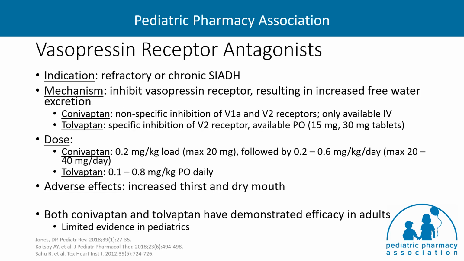Vasopressin receptor antagonists, or Vaptans, can be considered in patients with refractory or chronic SIADH. Vaptans work via inhibition of vasopressin receptors, resulting in diuresis and water excretion. Conivaptan is a nonspecific agent binding to both V1 and V2 and is only available IV. Tolvaptan is specific for the V2 receptor and is available as PO tablets. The major side effects of these medications are increased thirst and dry mouth.